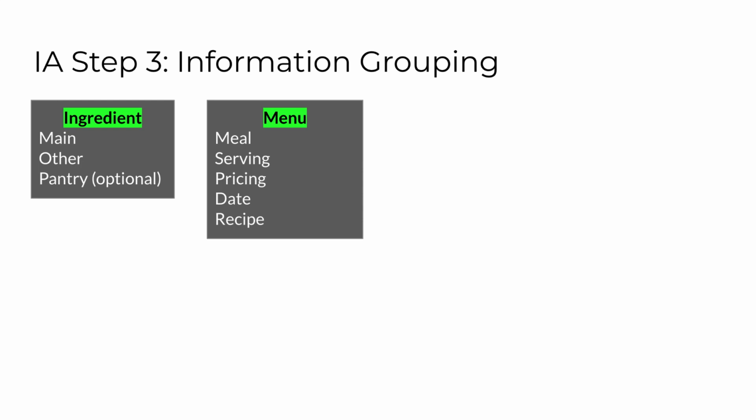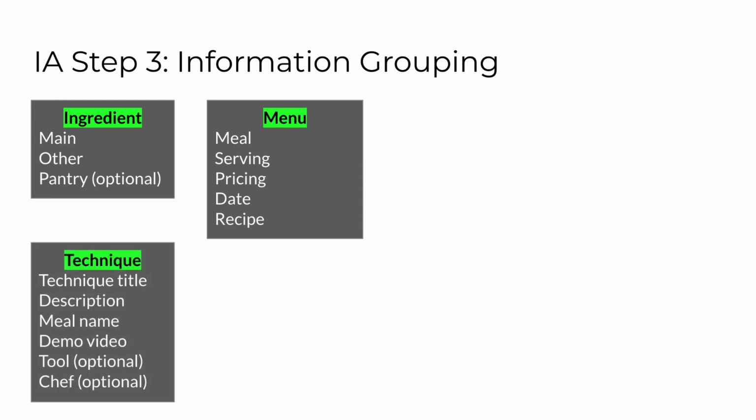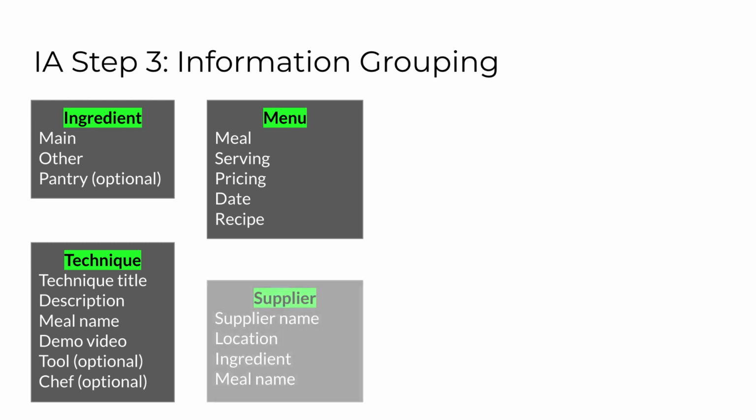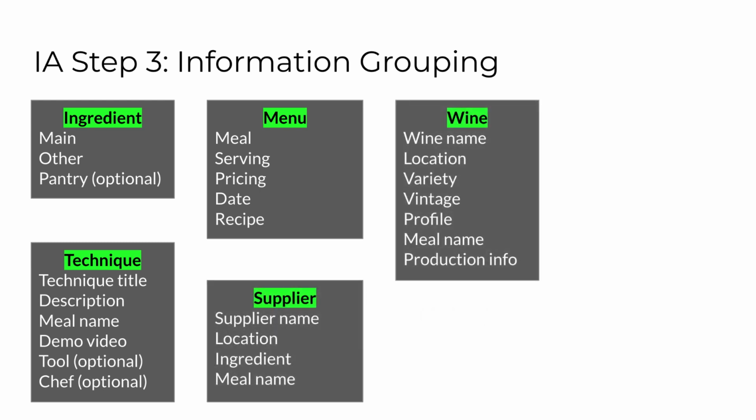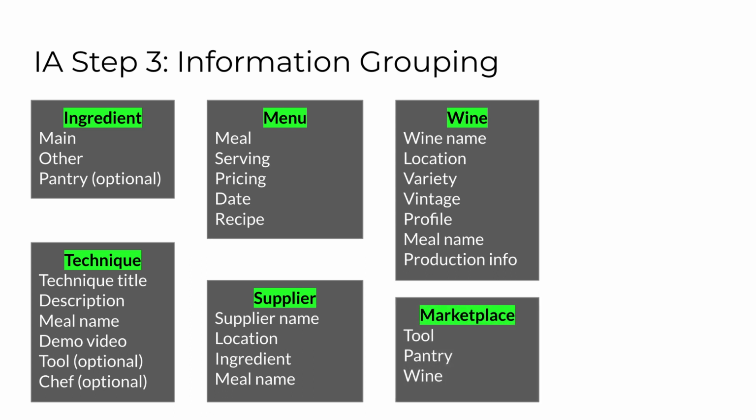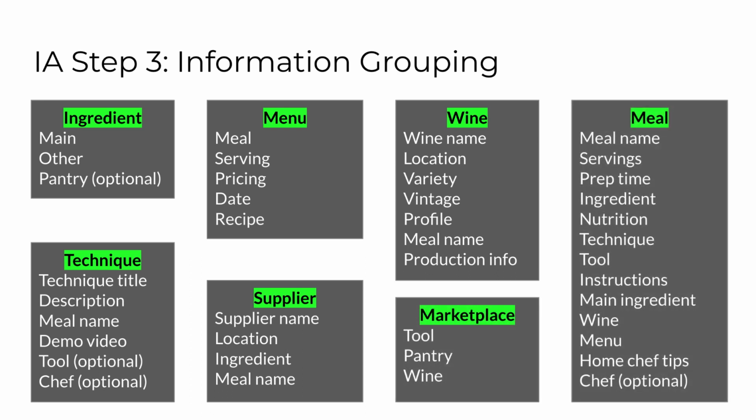Ingredient, technique, supplier, wine, marketplace, and of course, meal. This isn't a complete model of information groups, but it should be enough to get the idea.